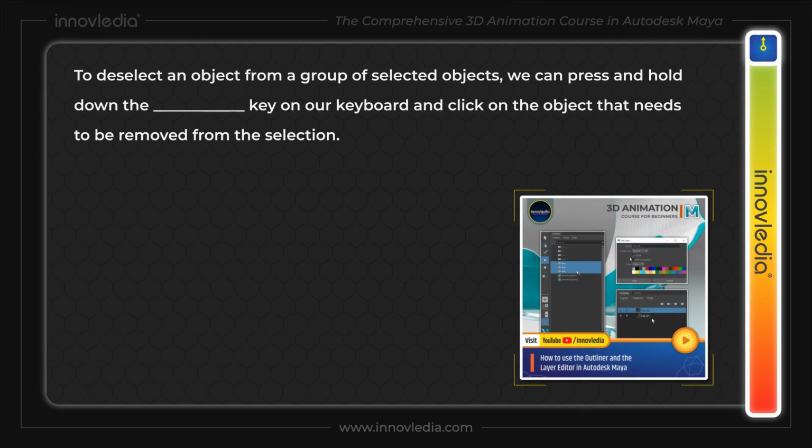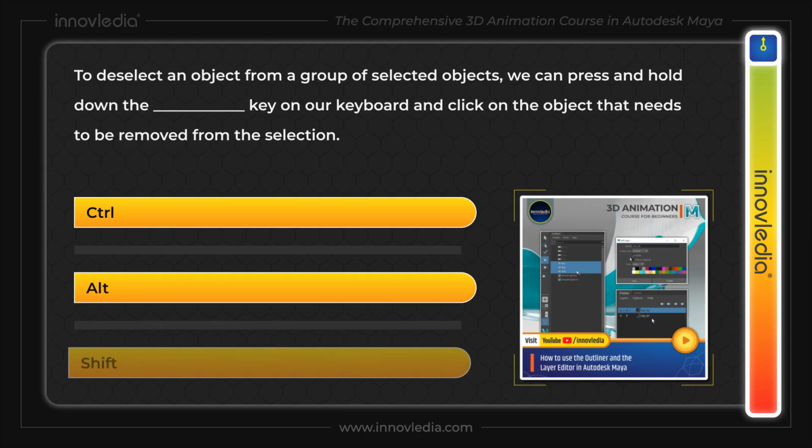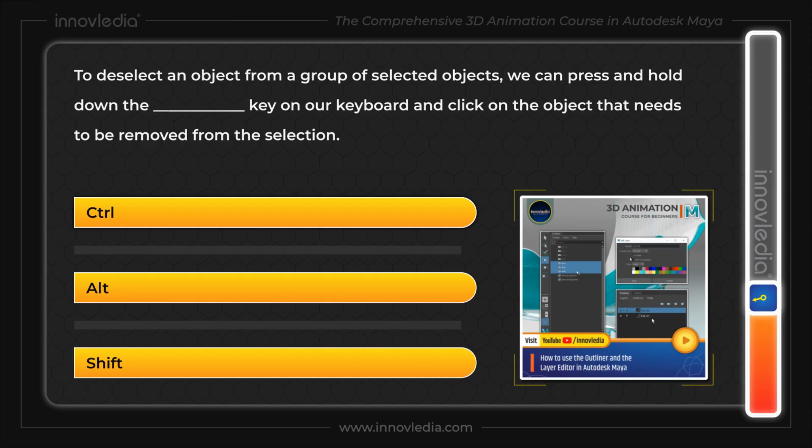To deselect an object from a group of selected objects, we can press and hold down the dash key on our keyboard and click on the object that needs to be removed from the selection. The options are Control, Alt, Shift. Your time starts now. And the correct answer is Control.